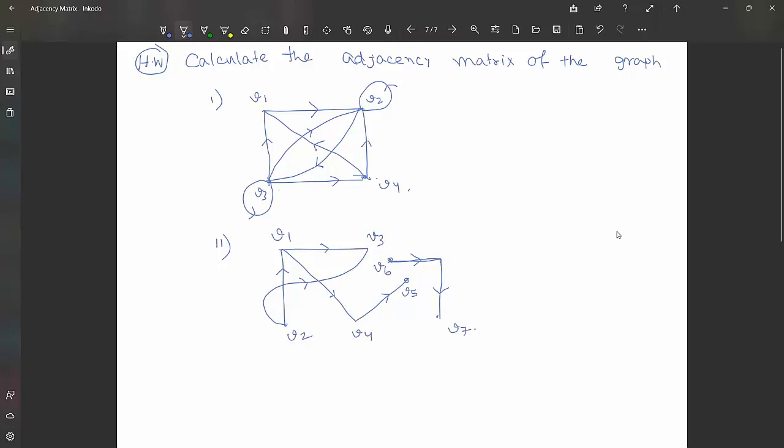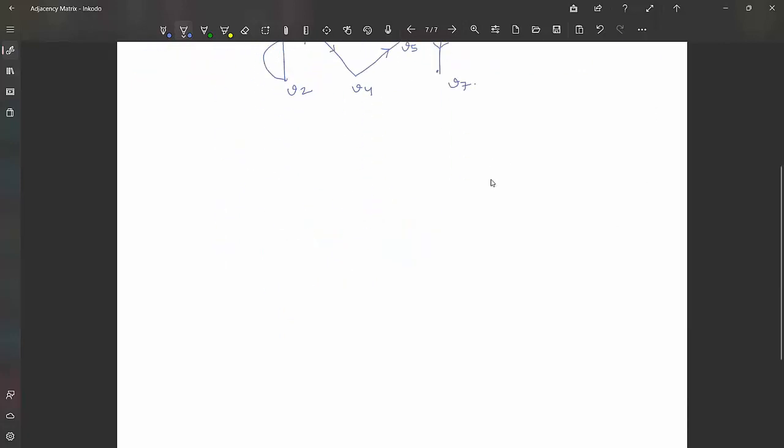And if you want to draw a graph from an adjacency matrix, then take it. So construct a graph from the adjacency matrix. That means you have to draw one graph from the given adjacency matrix. So just take one adjacency matrix and then draw the graph. What do you think? So just take one problem.